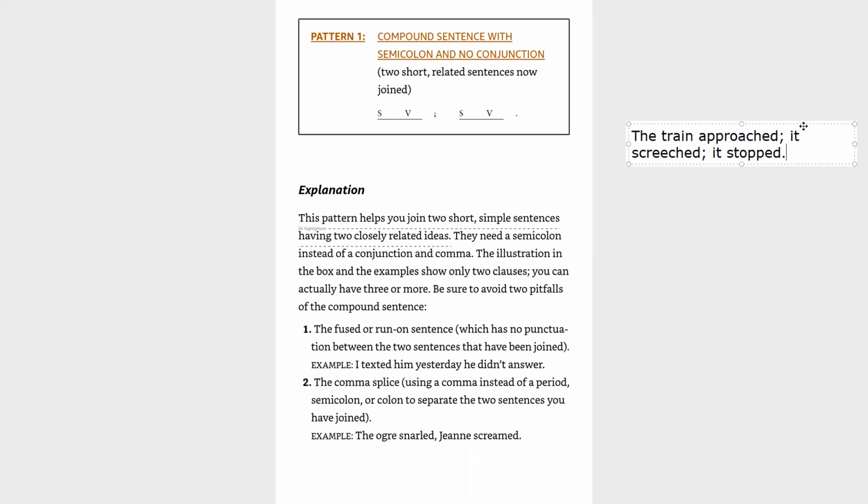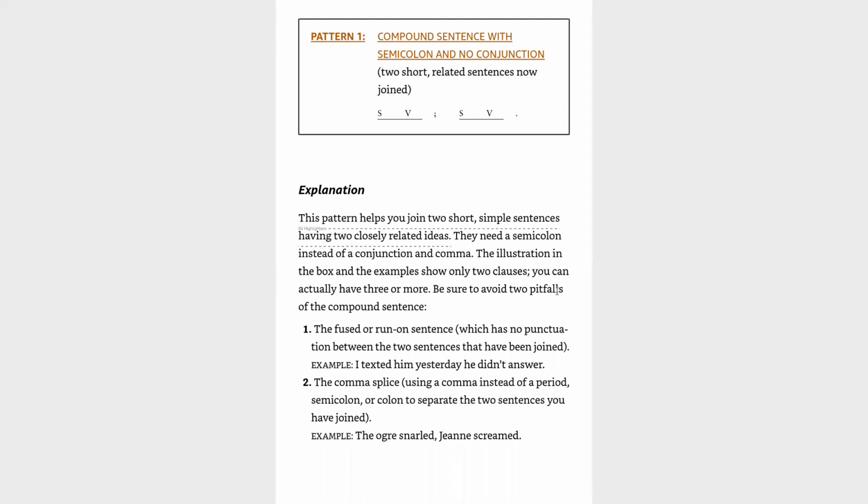Now, these are all related. We're talking about a single kind of event taking place. The train approaching, it's screeching to a halt, and then it finally stops. So they're very closely related. You could add coordinating conjunctions and whatnot, but just practice with these first.